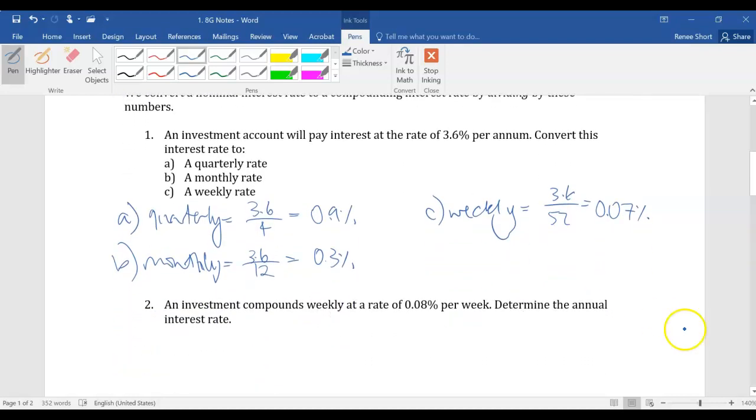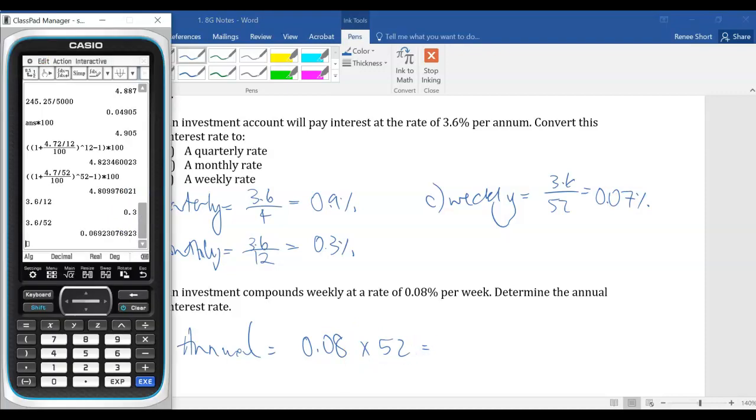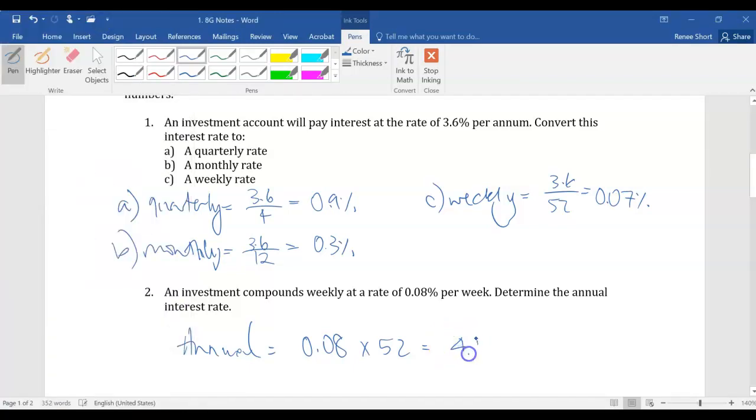If we scroll on down to question 2, it says that an investment compounds weekly at a rate of 0.08% per week, and then asks us to determine the annual interest rate. So that annual rate requires us to take that weekly rate of 0.08 and times that by 52, because there are 52 weeks in the year. And we get 4.16%. And again, I'm going to keep those decimals there and write 4.16. Hopefully that's all good so far.